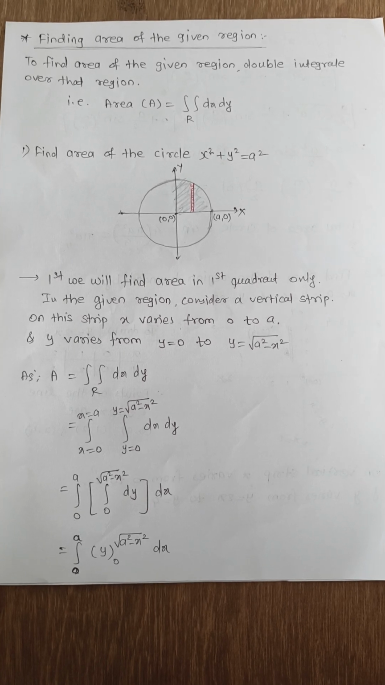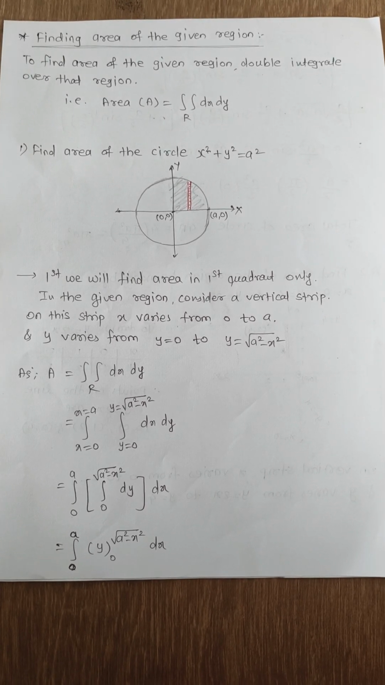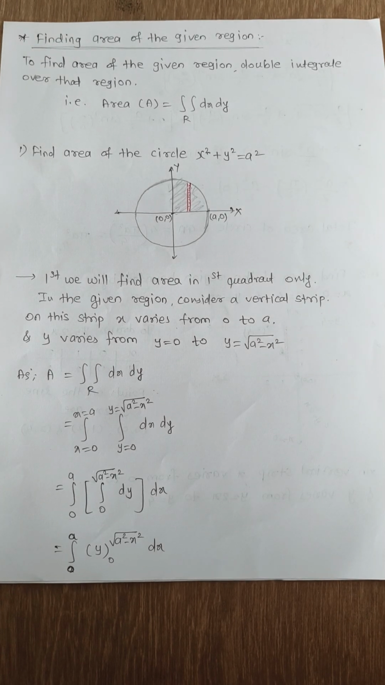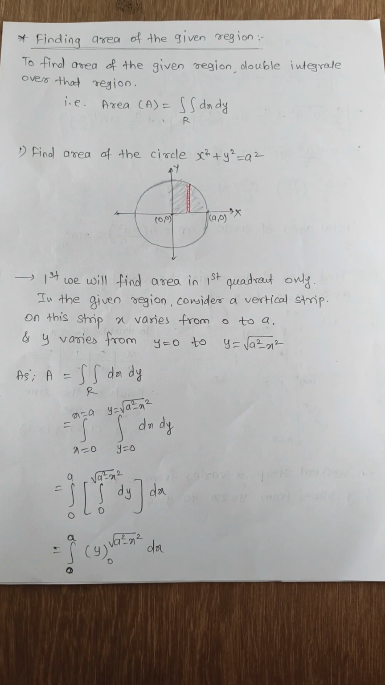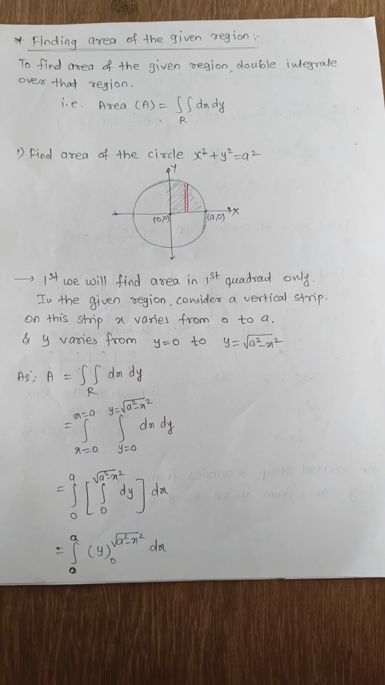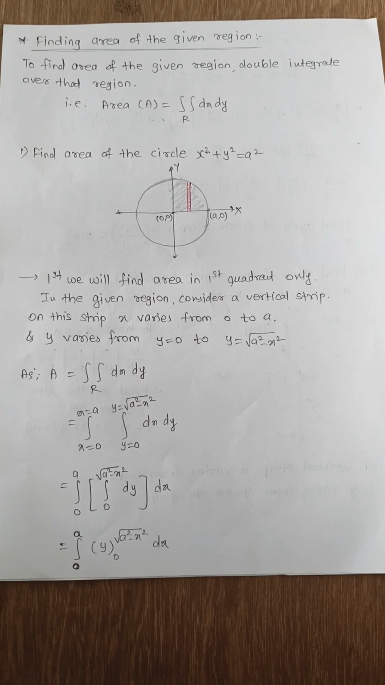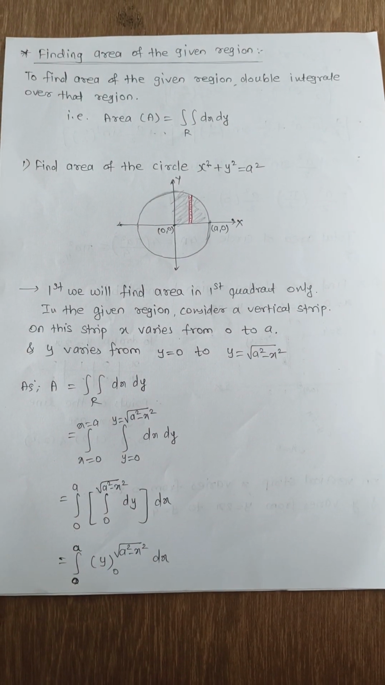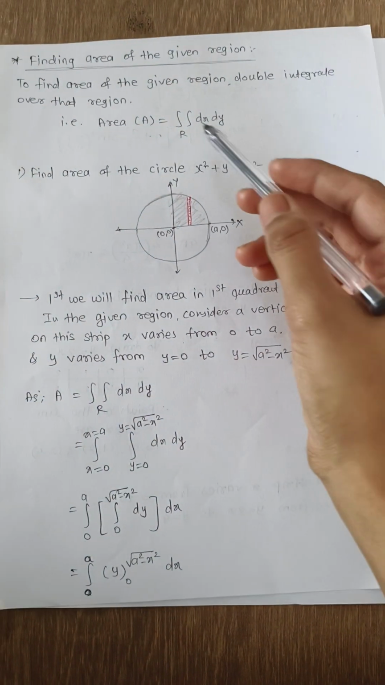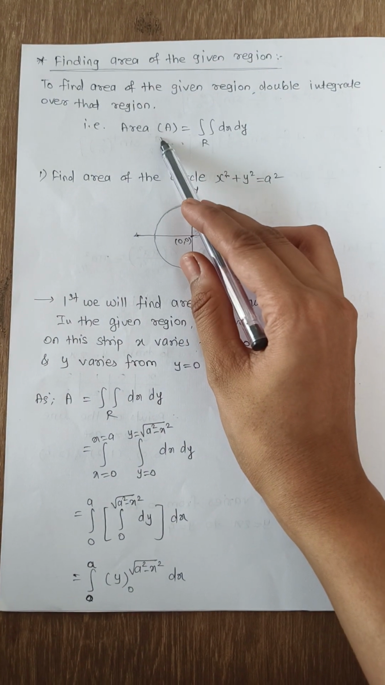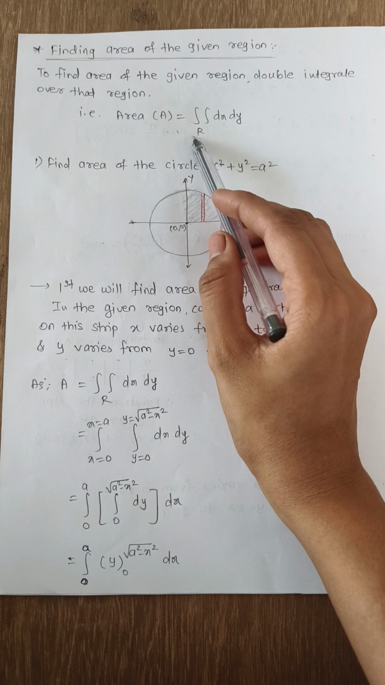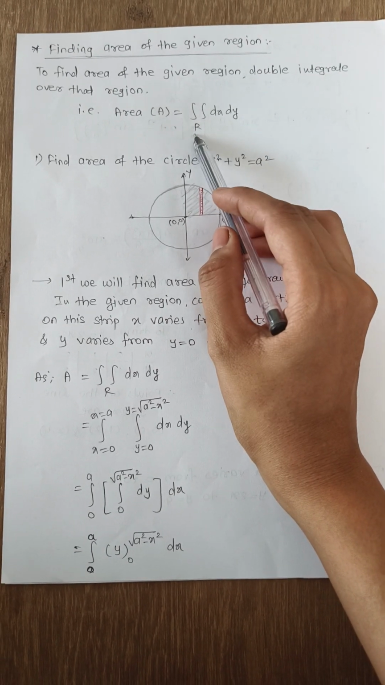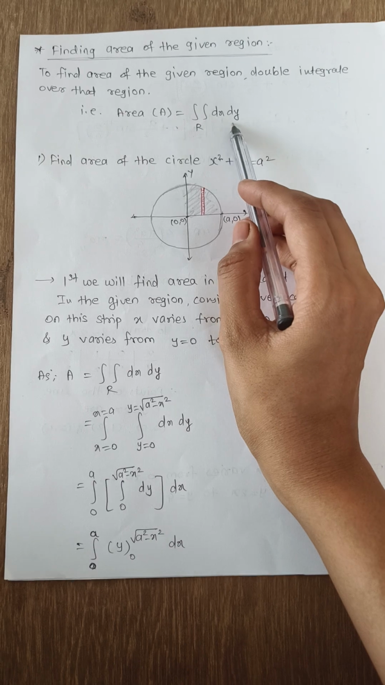Hello everyone. Today we will see one of the applications of double integrals, that is to find the area of the given region. The given region may be enclosed by some curves or by some lines. To find the area of that region, we have to double integrate over that region. As you can see in the formula, you can calculate the area by double integrating over that region. Here R is used for that region. So just double integrate over that region dx dy.